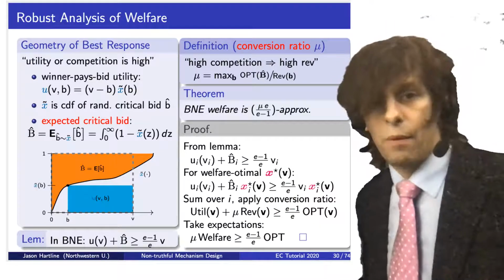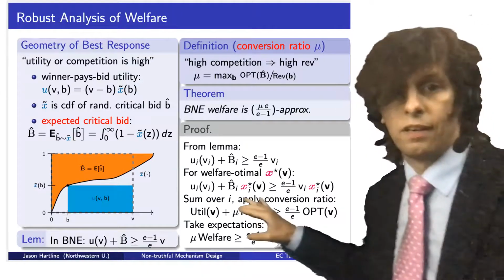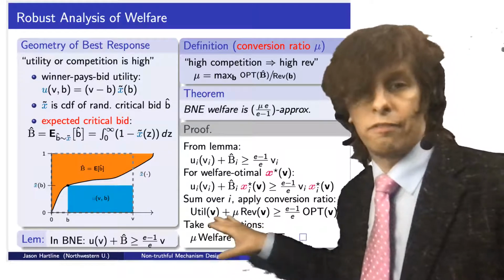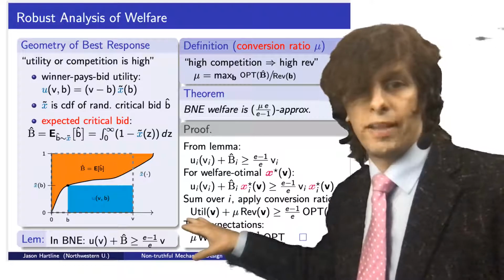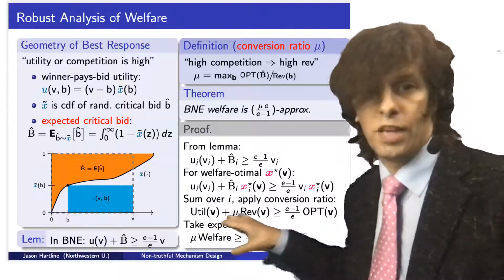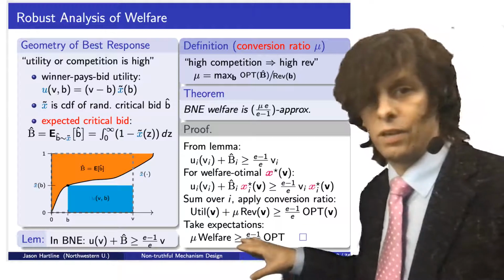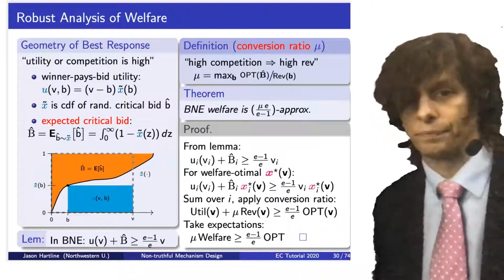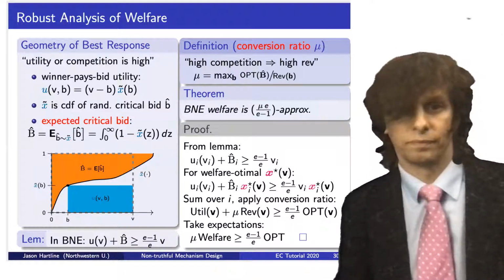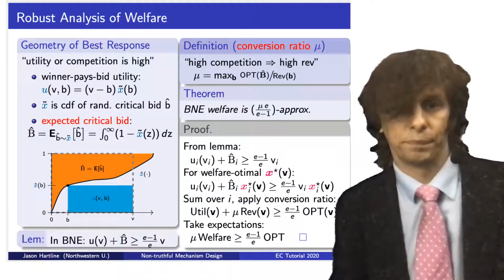Cool. Now what I'm going to do is just take expectations. If I take expectations, I'm going to use the fact that mu is at least 1 to factor a mu out. And so I get mu times utility plus mu times revenue, but utility plus revenue is equal to welfare. So mu times welfare is at least (e over e minus 1) times opt. Cool.